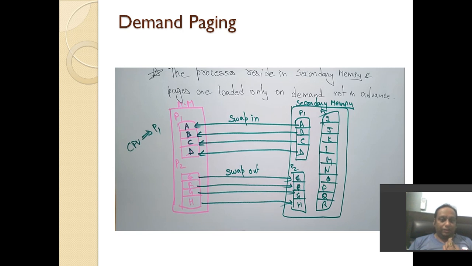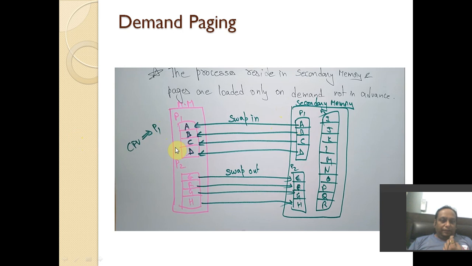How will this process happen? Suppose the CPU is demanding the P1 process. P1 contains ABCD, and the secondary memory also contains the copy ABCD, P2 contains EFGH, and P3 contains I to R. Earlier, whenever we boot the system, the main memory is free. It doesn't contain anything. But as the CPU demands particular things, it will copy that content from the secondary memory, that is, from the disk.